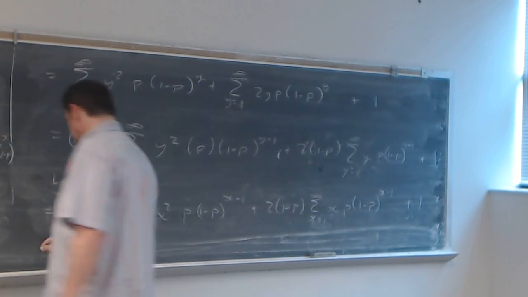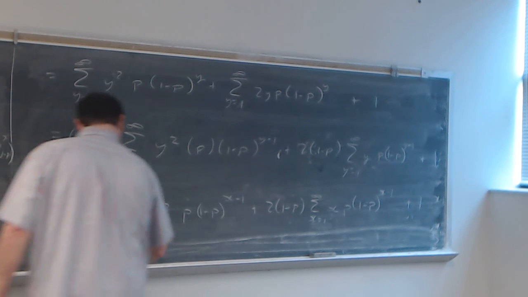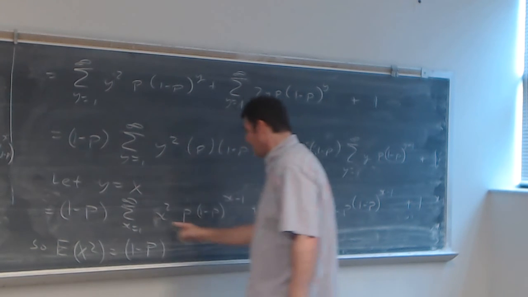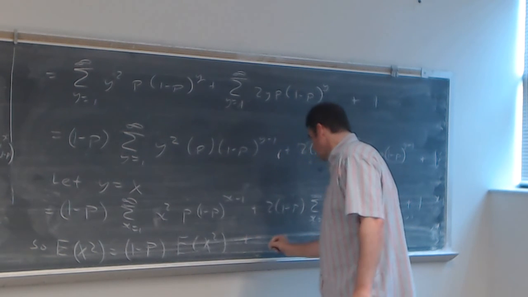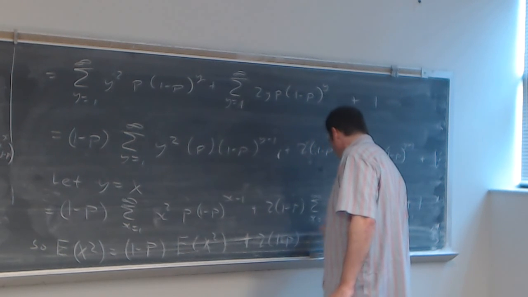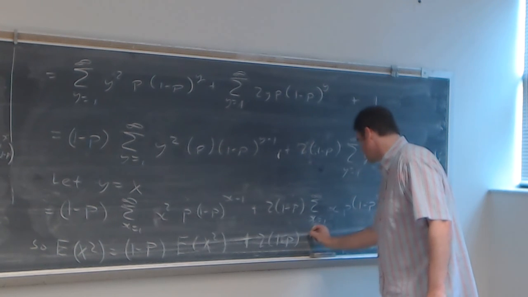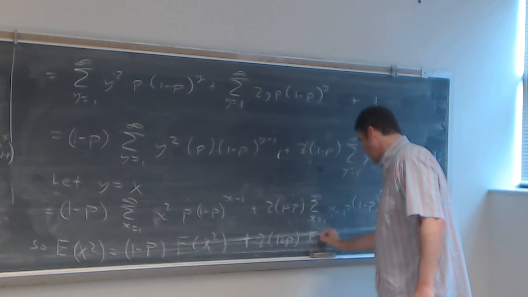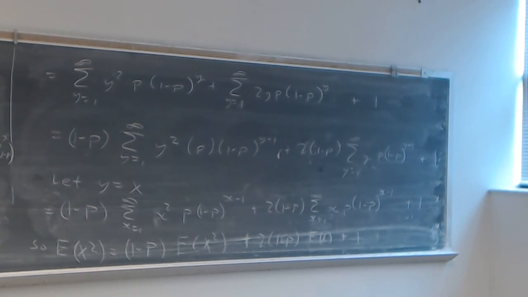And so remember what this was equal to. That's the expected value of x squared. That's what we're working with. This is 1 minus p, and as I was saying, this is nothing more than the expected value of x squared, plus 2 times (1 minus p) times the expected value of x, which we know, and then plus 1. So we're trying to solve for the expected value of x squared.